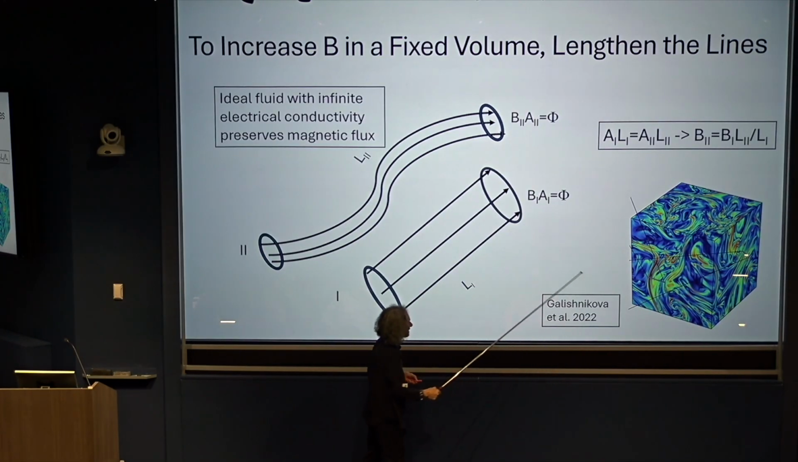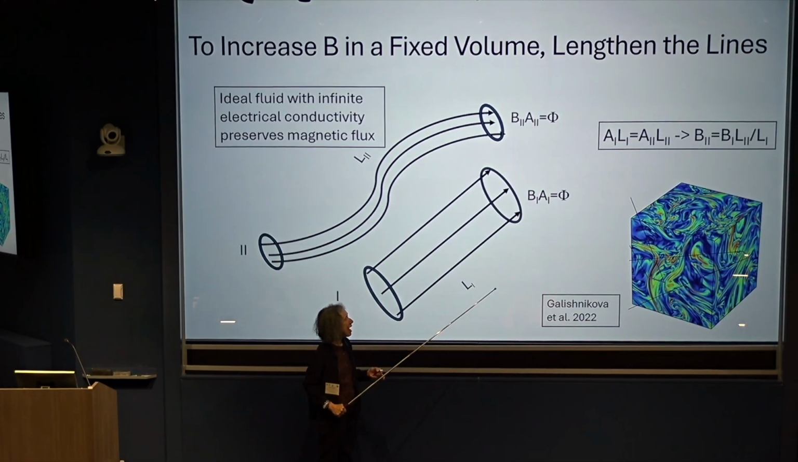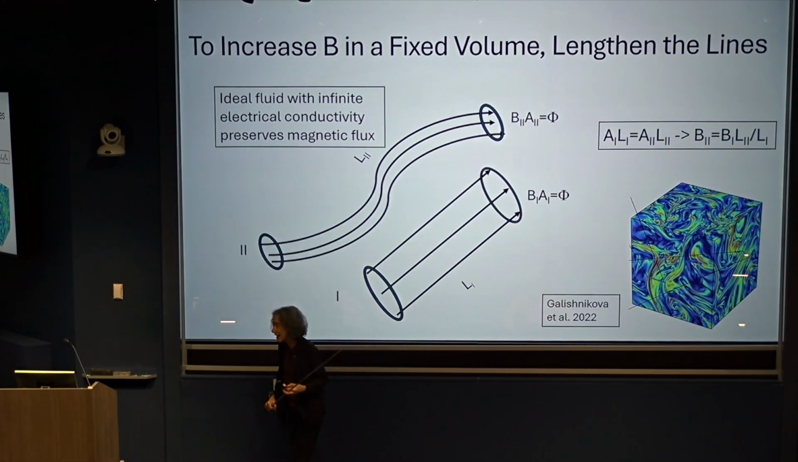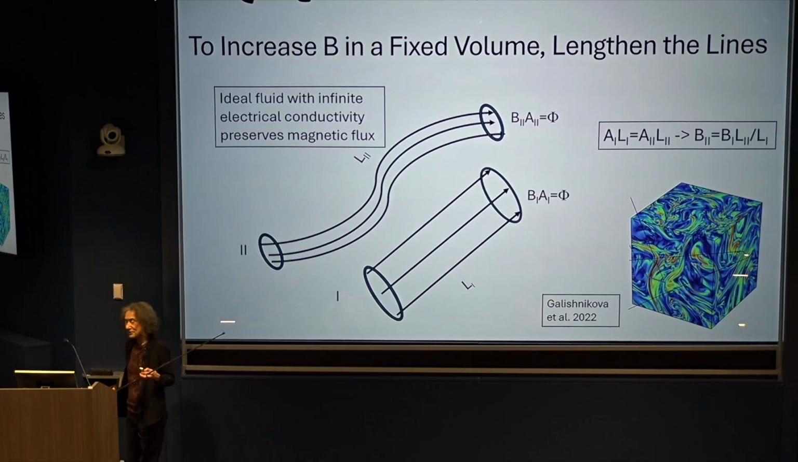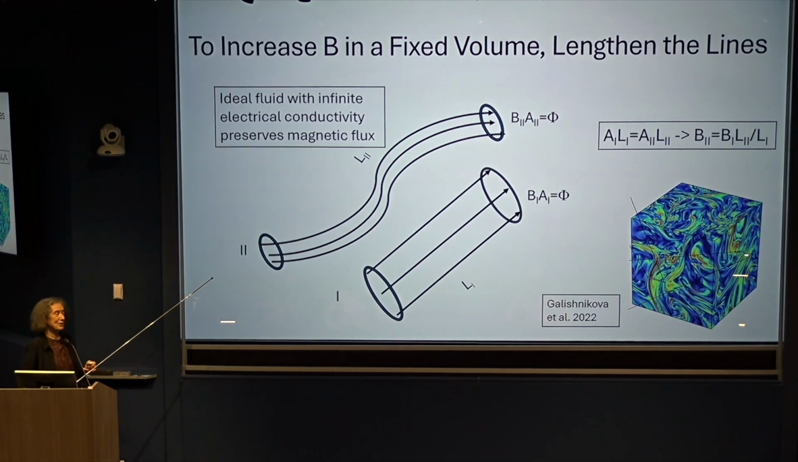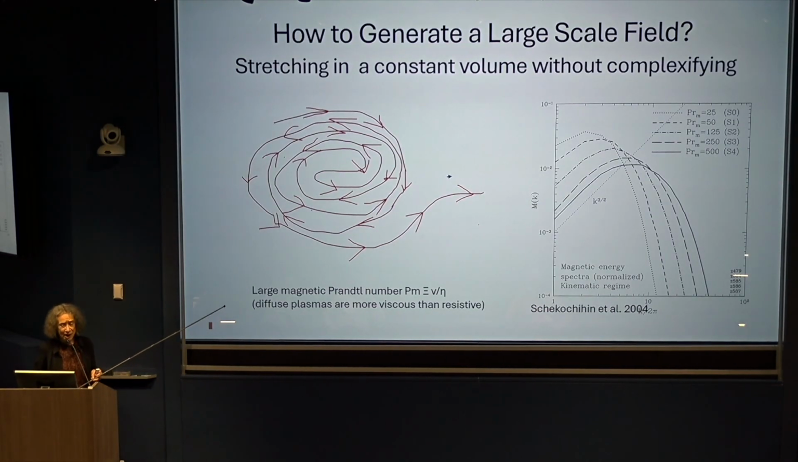This is just an image of MHD turbulence by Alicia Galishnikova and other people here. I think Sasha was involved in this, Elliot, from a few years ago. It shows that the magnetic field assumes a highly folded configuration. So not simple at all, highly folded. So how do you generate a large-scale field in a constant volume, stretching the lines, but not complexifying the field in the way that was just shown?